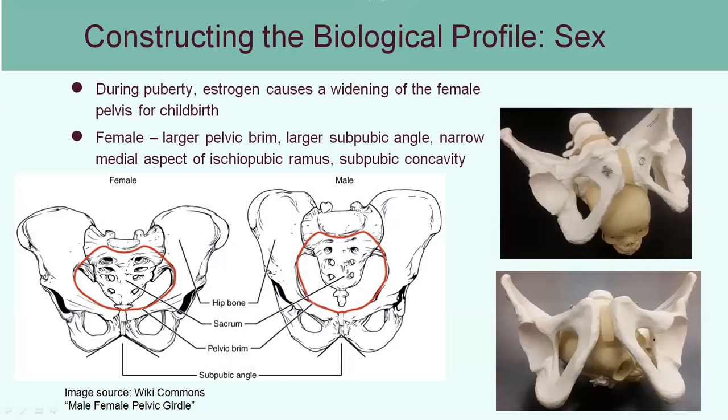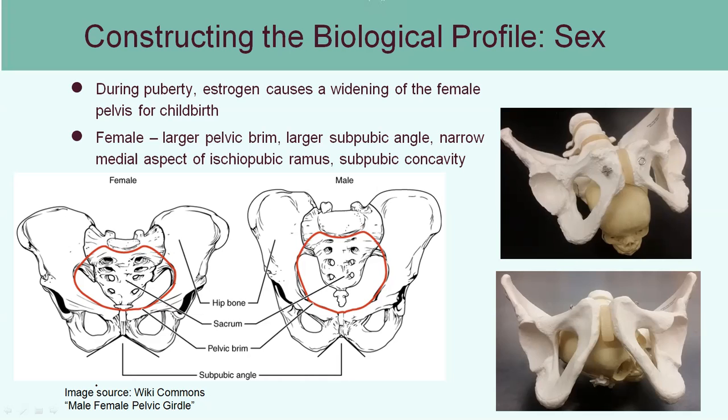This is due to the estrogen production that happens in females at puberty. And what that does is it widens the pelvic cavity to allow that female to be able to give childbirth when she's pregnant. So if you take a look at some of the differences here, there's something called the pelvic brim. That's basically how wide the opening is between the sacrum and the two os coxa, which are your two pelvic bones.